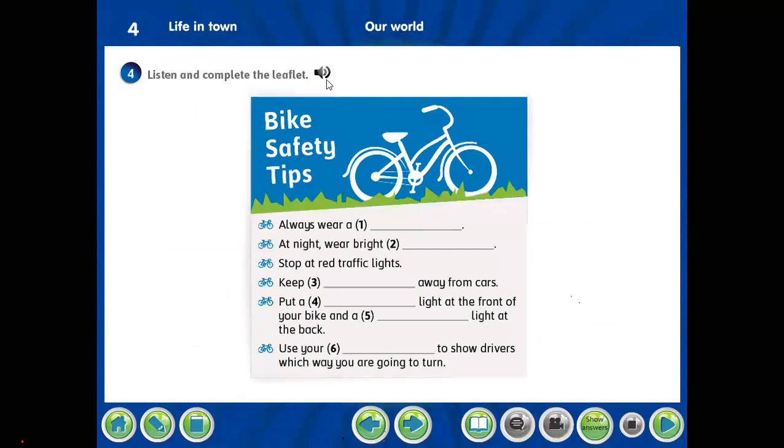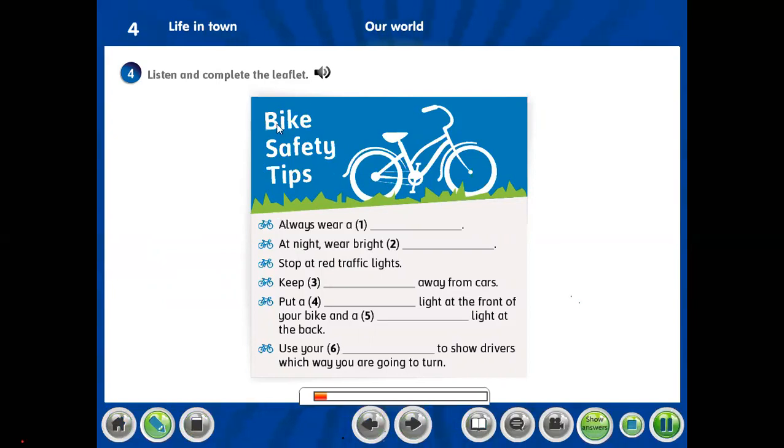Listen to this audio. They are talking about some tips to be safe when you are riding your bike. Okay? Listen and complete the words. Okay? Listen one. Repetition one.